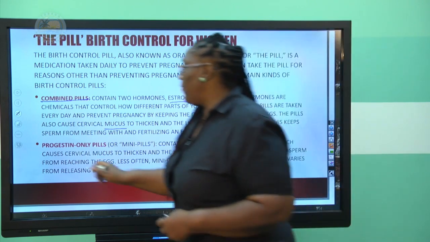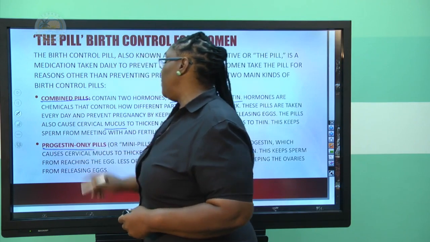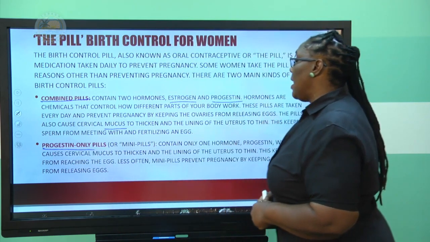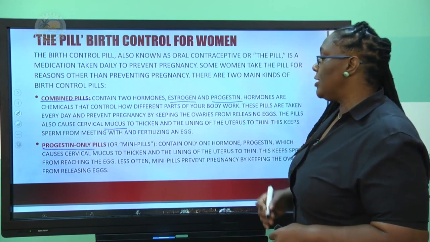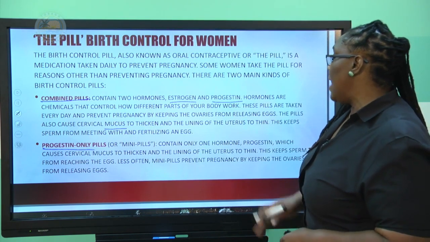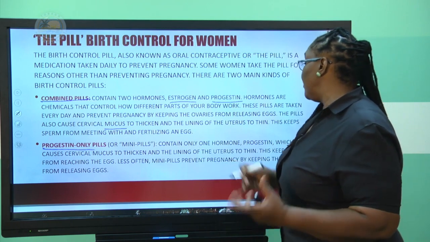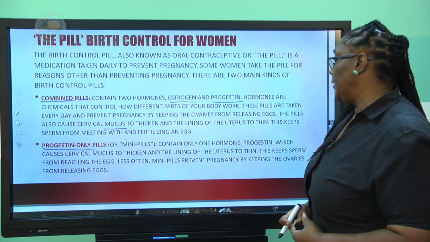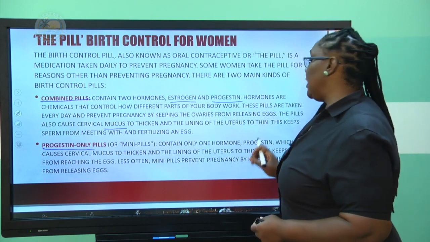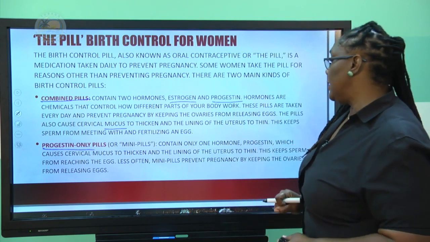The other type of pill is the progestin-only pill, only progesterone in there. These are mini pills. They contain only one hormone, progestin, which causes cervical mucus to thicken and the lining of the uterus to become thin. This keeps sperm from reaching the egg. They also prevent pregnancy by keeping the ovaries from releasing eggs.